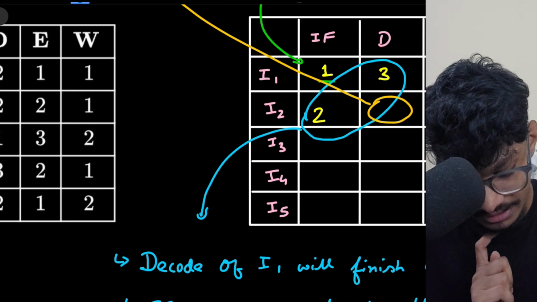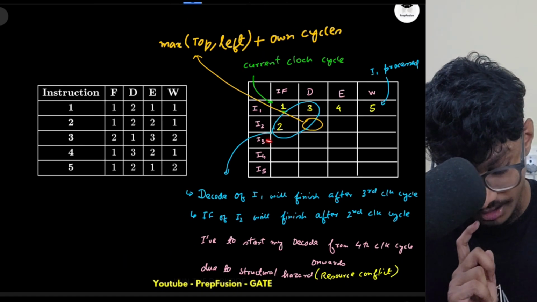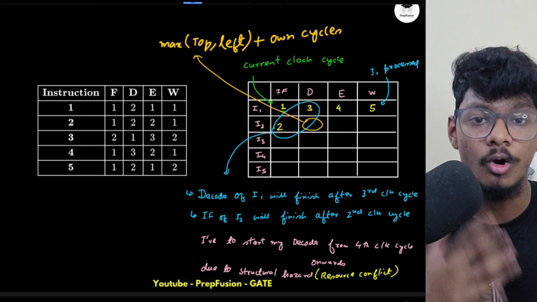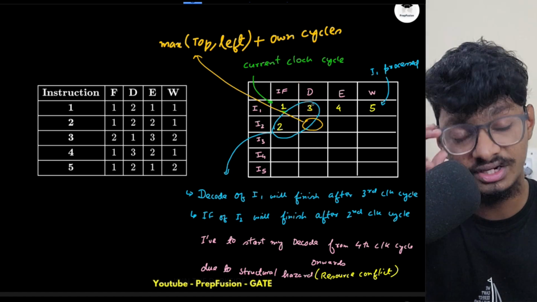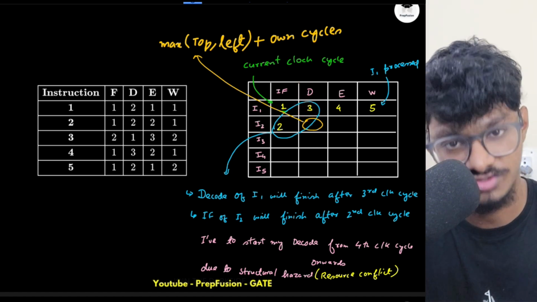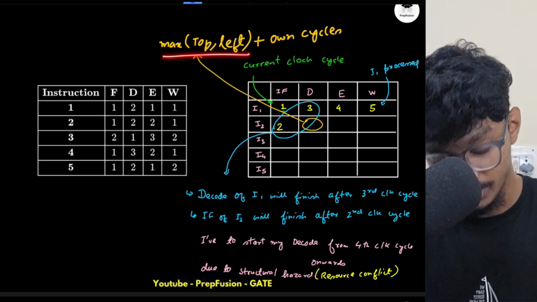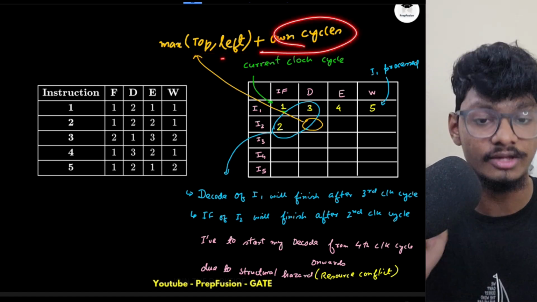I will always choose a maximum of these two. If the instruction hasn't been fetched yet, how can I decode the instruction? If the current stage is busy, there is a resource conflict, how can I use the decode stage? I have to give stall cycles. So that's why I told here maximum of top plus left plus my own number of cycles.